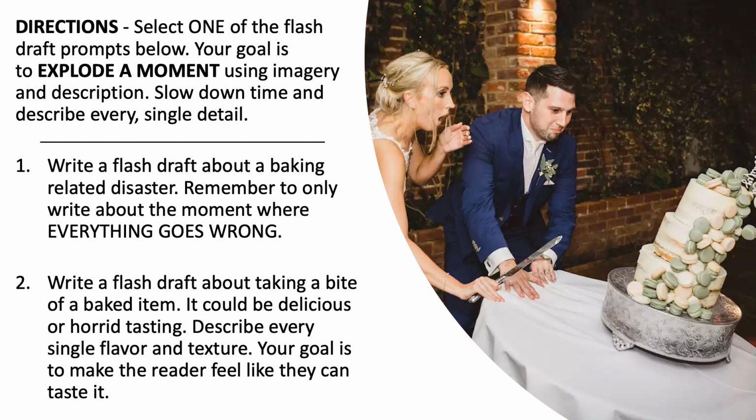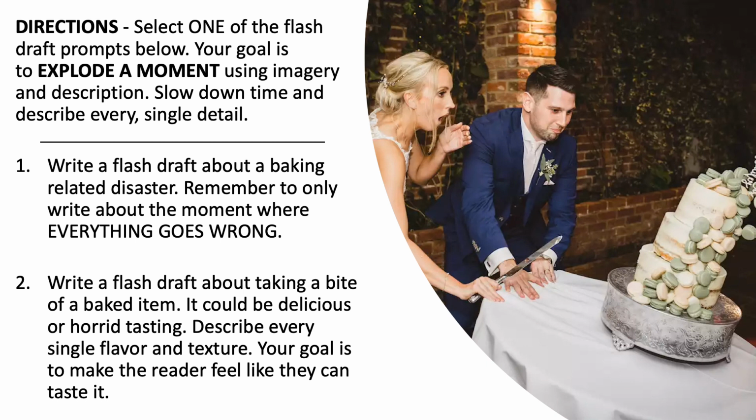So you're going to choose one of these two prompts. The first is a baking-related disaster. You could write a flash draft about a moment where everything goes wrong while you're baking. I want you to remember that you're not going to tell me a whole story. You're just going to write about the moment when everything goes wrong. For example, let's say your hand slips while you're making chocolate chip cookies and you drop the whole container of salt into the cookie dough. You are going to start writing right before your hand slips. Don't tell me about all the other ingredients you put in. Just start writing right before everything goes wrong.